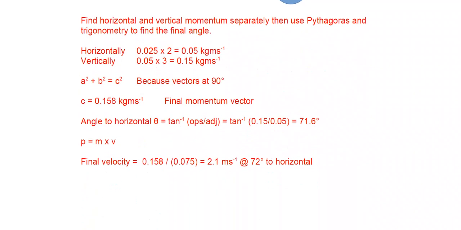The two momentum vectors are at 90 degrees, so we can use Pythagoras to work out the magnitude of the final momentum vector. We get 0.158 kilogram meters per second. The angle to the horizontal, we're going to use tan. So tan to the minus 1 of the opposite over the adjacent, and we get 71.6, or basically 72 degrees.